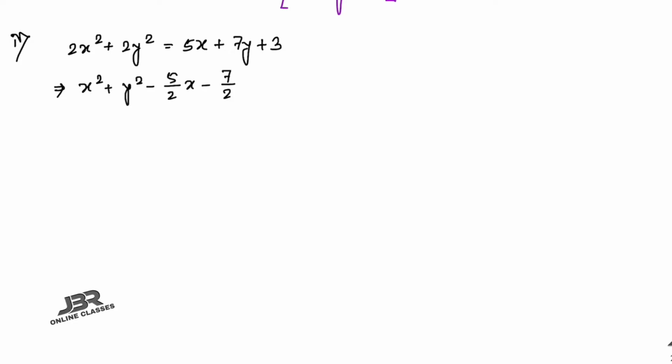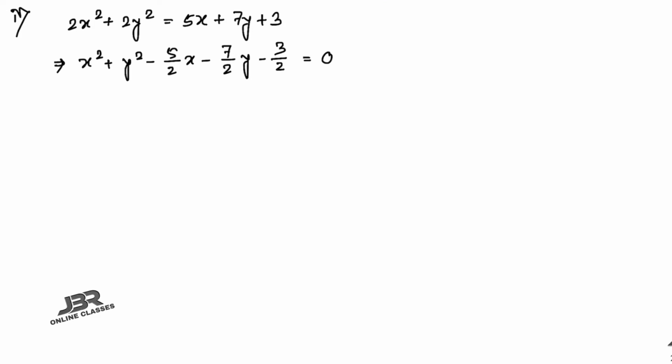So here in next one, number 4, first write down the equation here. It's 2x square plus 2y square, then equal to 5x plus 7y plus 3. So that means here x square plus y square minus 5 by 2x minus 7 by 2y minus 3 by 2, that one equal to 0. So this one is as same as sum number 2. So I hope you can solve it. Now next one, sum number 5.